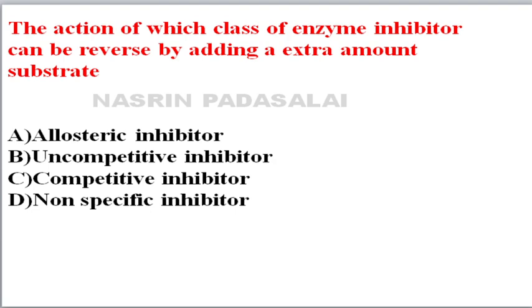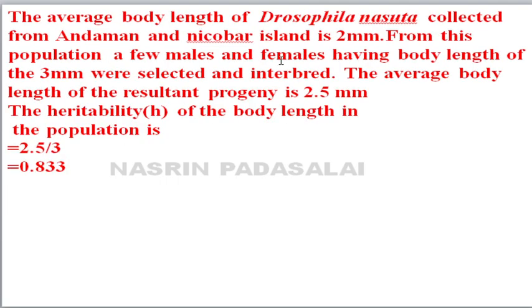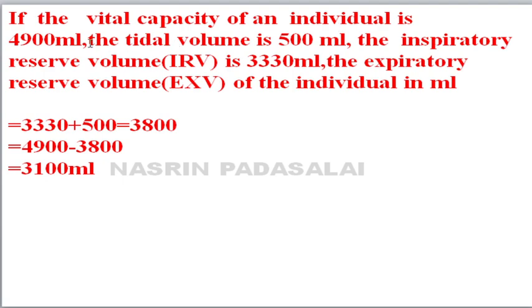Okay, next question is, the average body length of Drosophila nasuta collected from Andaman and Nicobar is 2 mm. From this population a few males and females having a body length of 3 mm are selected and allowed to interbreed. The average body length of the resultant progeny is 2.5 mm, and they are asking what is the heritability of body length. To find the heritability of body length, we need to simply divide the average body length of the resultant progeny by the average body length of the parent. So 2.5 divided by 3. So the correct answer is 0.833.